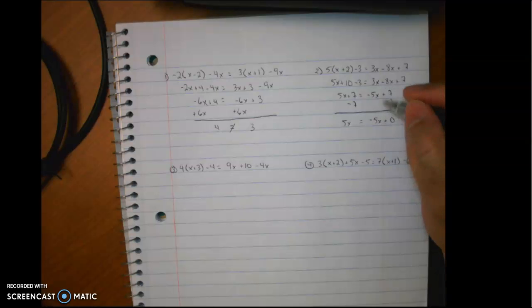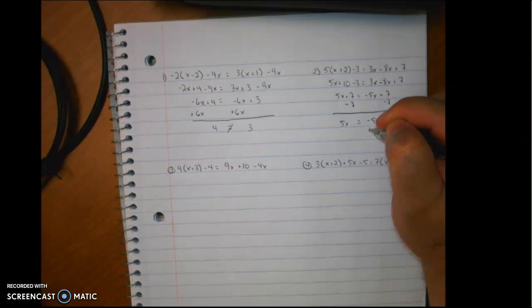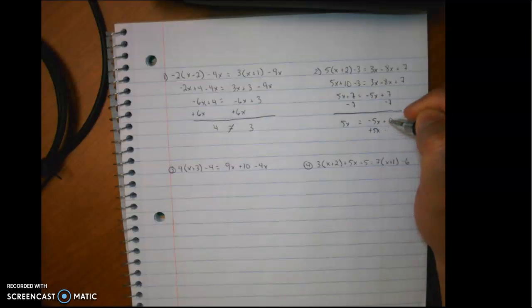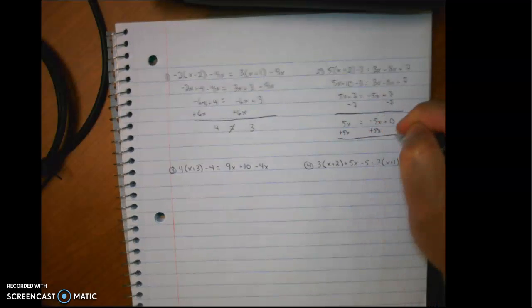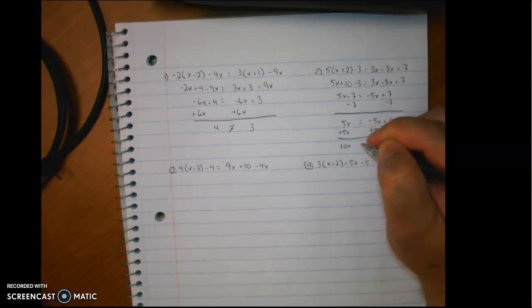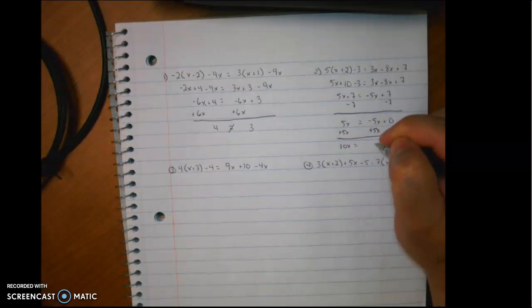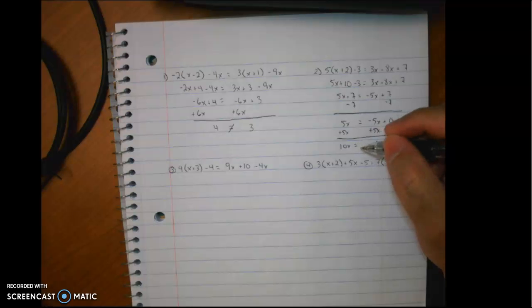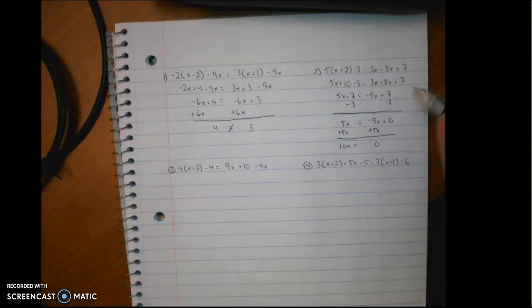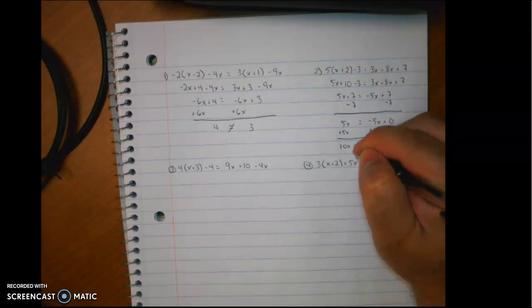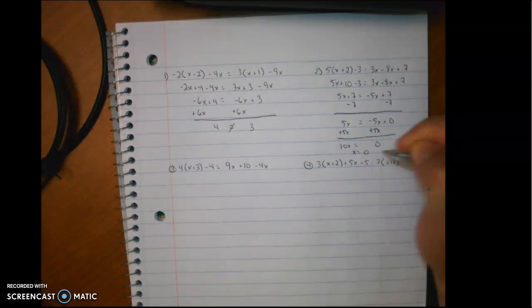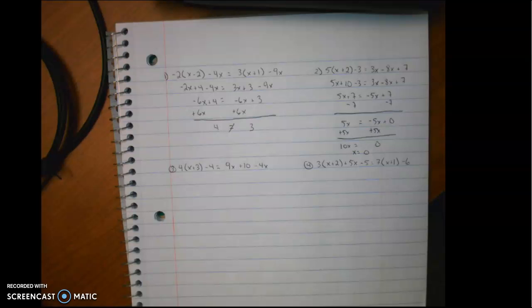So again, we add our 5x here to get our x's on one side, add 5x, and we get 10x equals 0. So x has to be 0. When we divide by 10, 0 divided by 10, x equals 0. Much like that very first problem that we did.